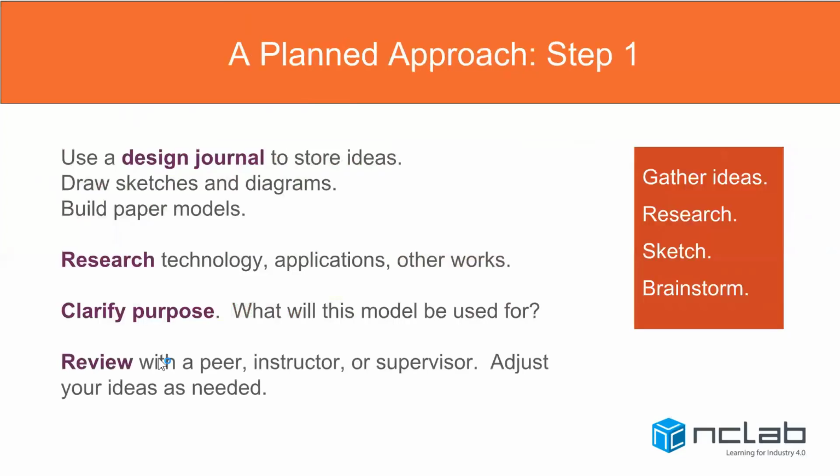Our first step is to just get some ideas of what we want to do. And this is where a journal is really nice. You can store your ideas. You can draw sketches and diagrams. You can take pictures of your paper models and put them in there. You definitely want to research online because, as we find out very quickly, we're not alone in our ideas. So you can really build on what you started out with and see who else has done it, what kind of technologies they use, where it might be applied.